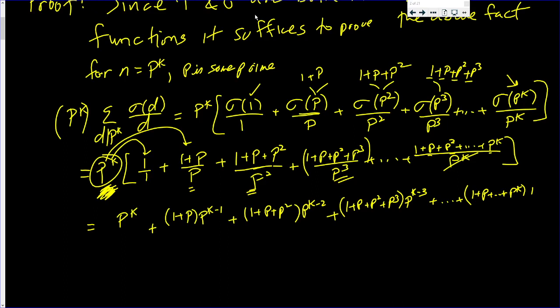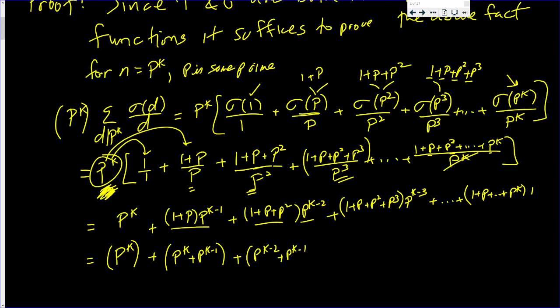Now, let's see what we have. We have p to the k plus, let's multiply this out, p to the k plus p to the k minus 1 plus, let's multiply out, p to the k minus 2 plus p to the k minus 1. Now, let me just write it in the other order. That product is p to the k. That product is p to the k minus 1. And that product is p to the k minus 2.